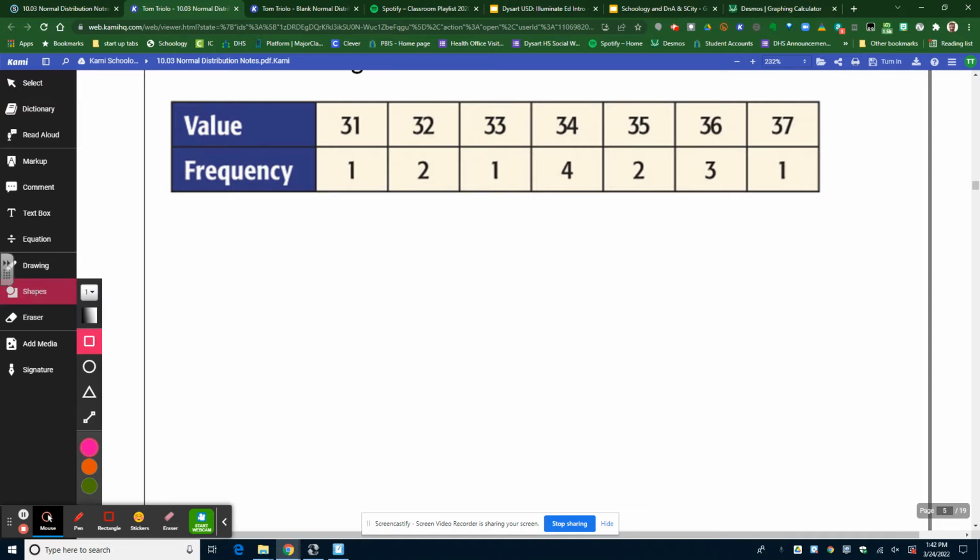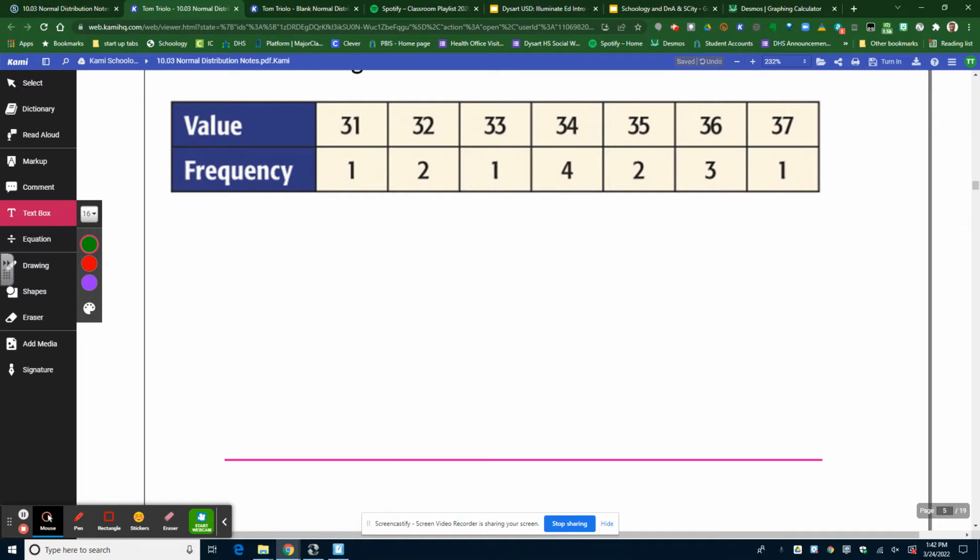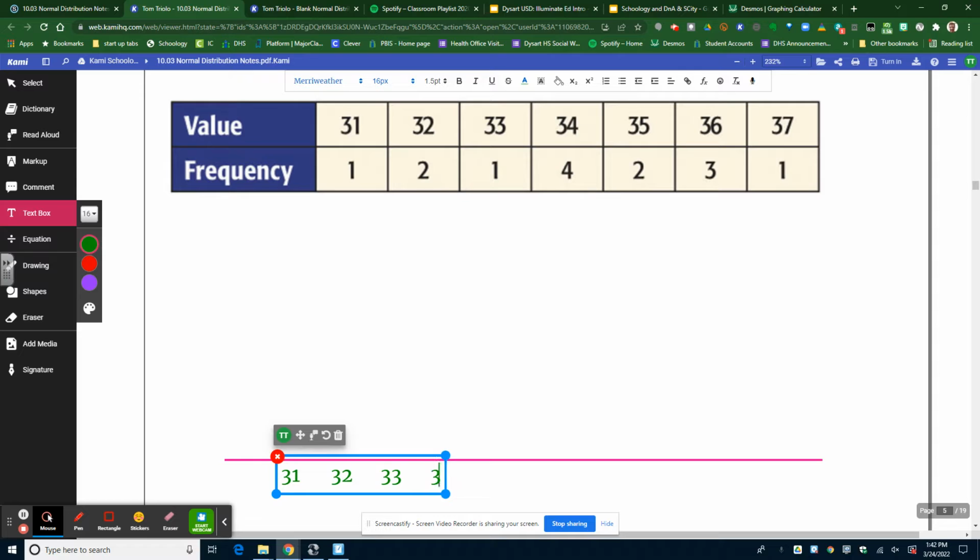So I'm going to use the shapes tool, the line tool, and make a horizontal line so it gives me plenty of space. There should be lots of white space up here. Hold the shift key down for a horizontal line. And then we're putting the numbers from 31 to 37 in a text box below it. So 31, tab, 32, tab, 33, tab, 34, tab, 35, tab, 36, tab, 37.